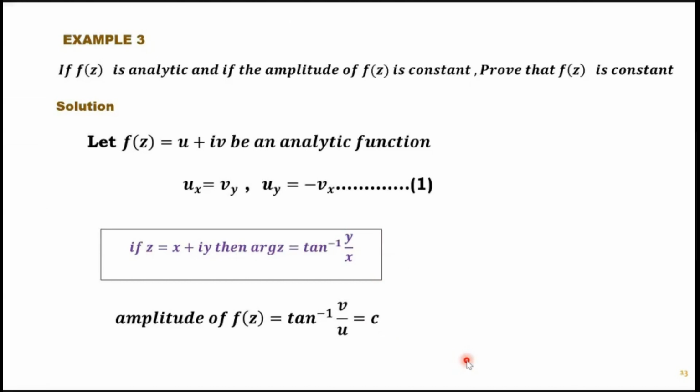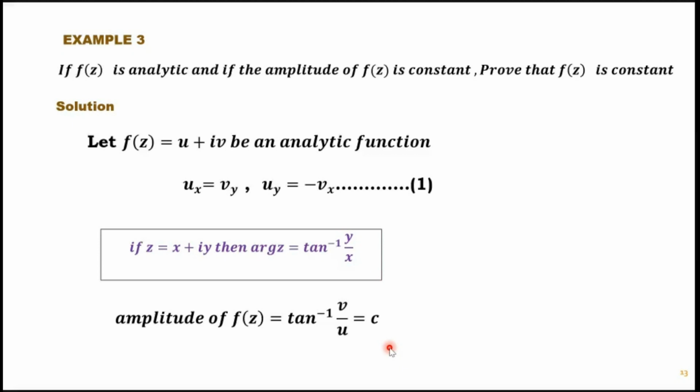ठीक है. तो we are starting from the given conditions. सबसे पहले एनालिटिक का कंडीशन लिखना है, फिर एम्पलीट्यूड और आर्ग्यूमेंट का कंडीशन लिखना है. तो I can simplify this, take tan to the other side. तो I will get v by u is equal to tan c.